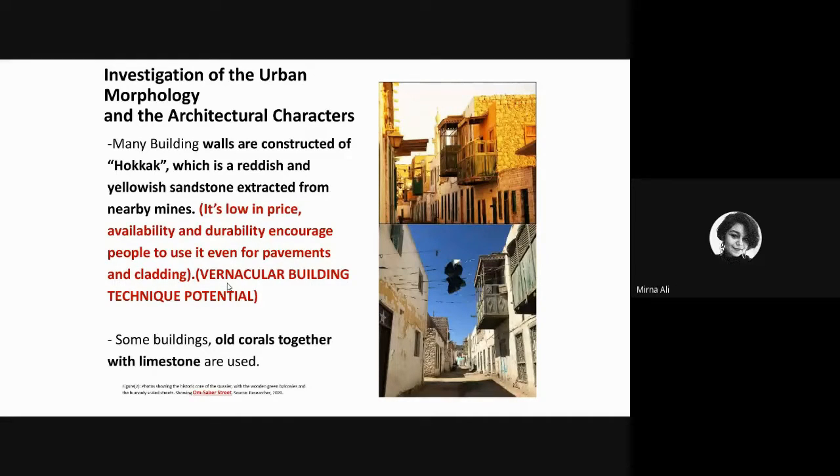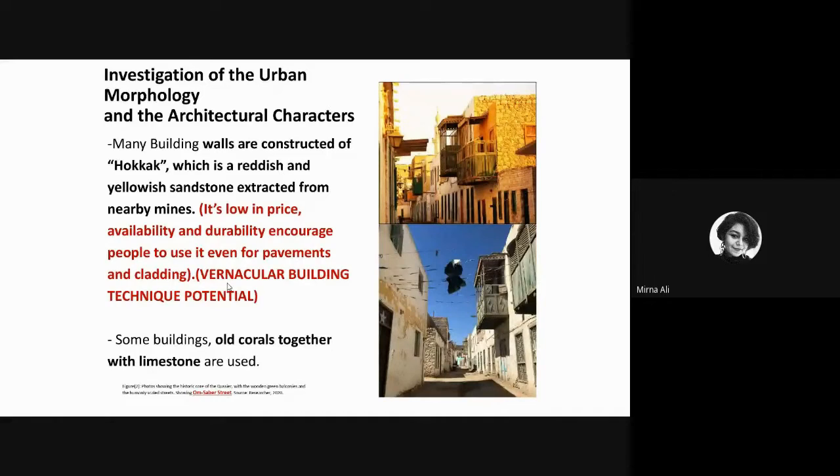So when we investigated more about the geology of the city, close to the mines we have this local material, which is sandstone and old coral reefs, and the buildings of the Ottoman period were produced from a material called hokak, which is a combination of reddish and yellowish sandstone. So it can be used by the locals to have their own claddings, and this adapts a vernacular building technique, a potential.